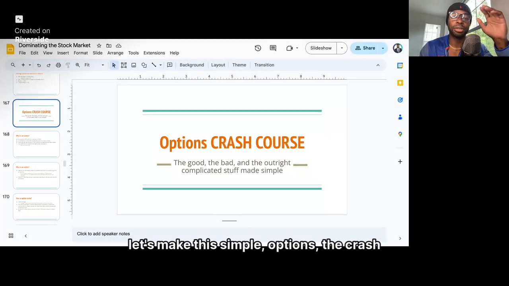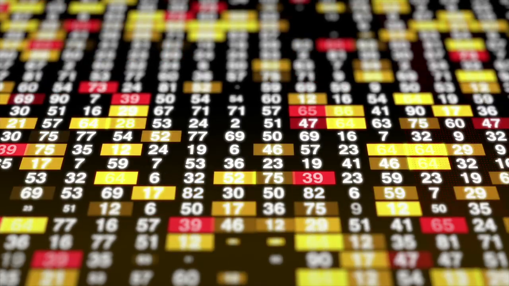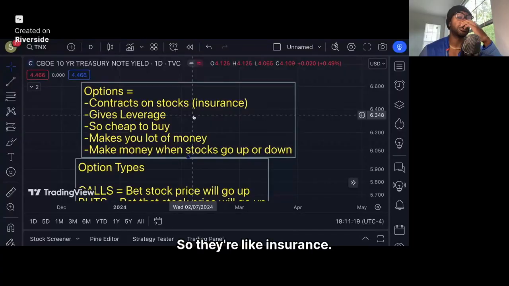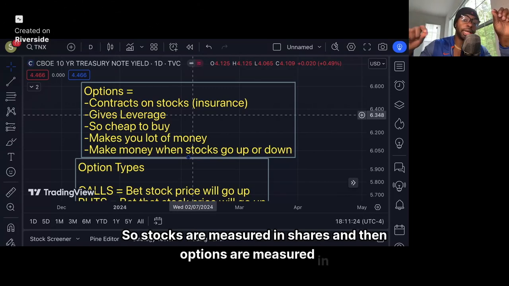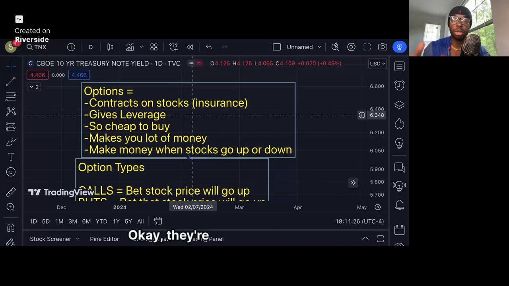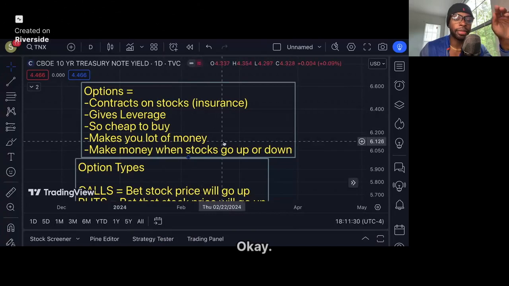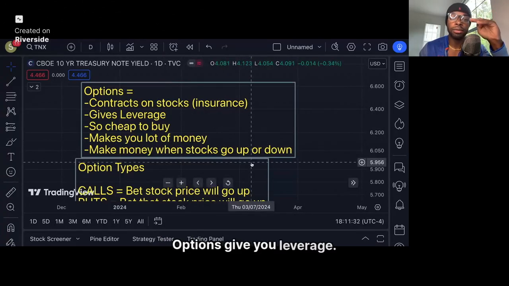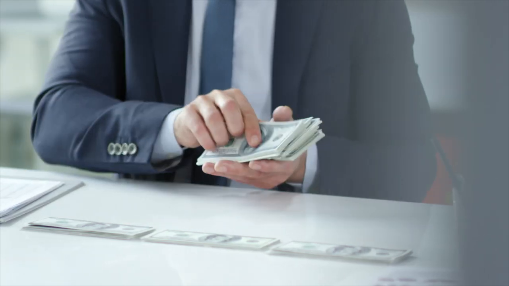Options, the crash course. So options are contracts on stocks. So they're like insurance. So stocks are measured in shares, and then options are measured in contracts. Okay, they're both phony pieces of paper that people make money on, okay? Options give you leverage. All that means is when you put a little bit of money in, you get a lot of money out.